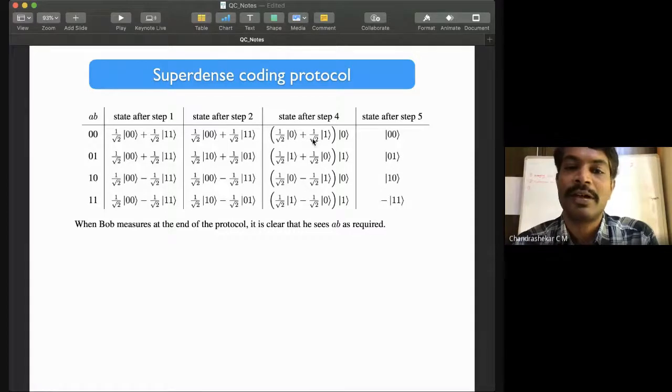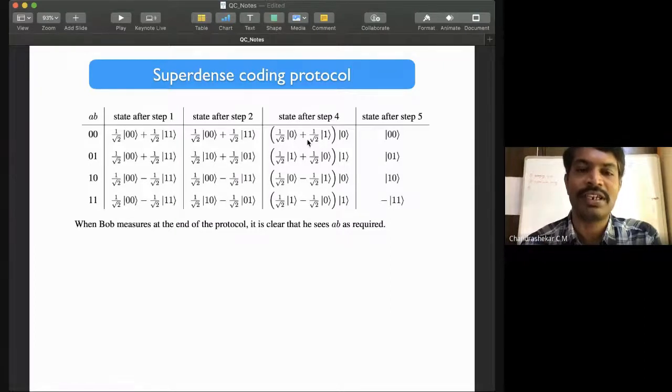But Bob will do a controlled NOT operation, and then he does a Hadamard operation on it. So he does a Hadamard operation on the first qubit, and he gets an output 0, 0. So Alice had sent only 1 qubit. This was the input state, and this will be the output state on the Bob side. So by sending only 1 qubit, Alice has managed to send the information of 2 classical bits, right?